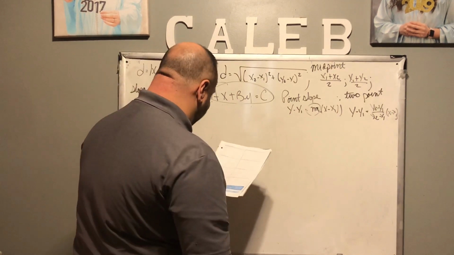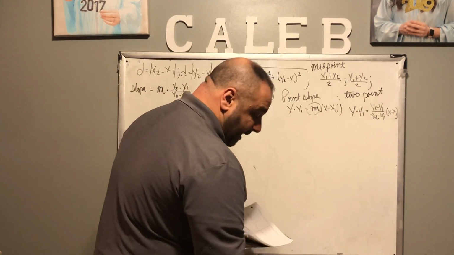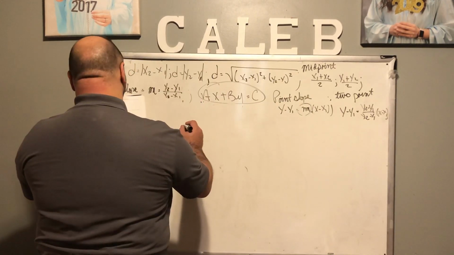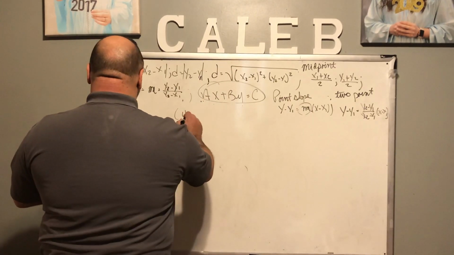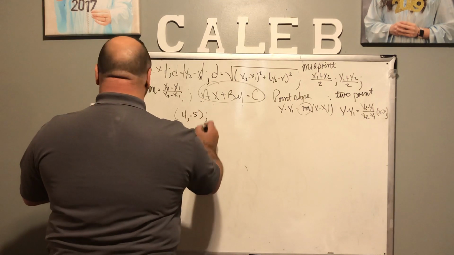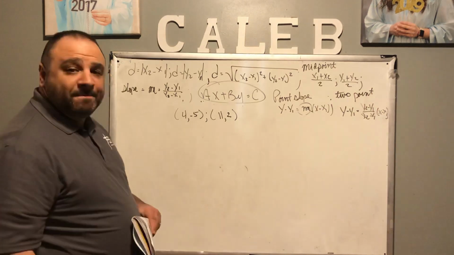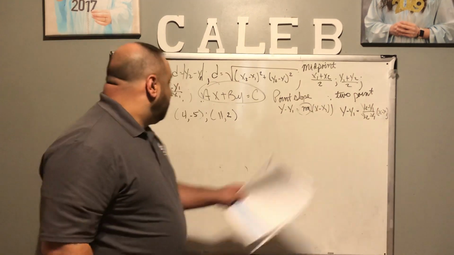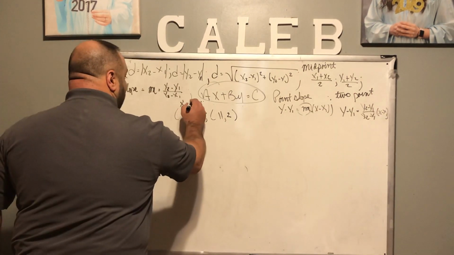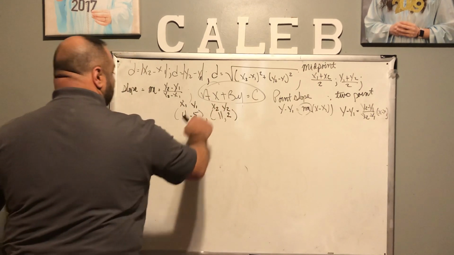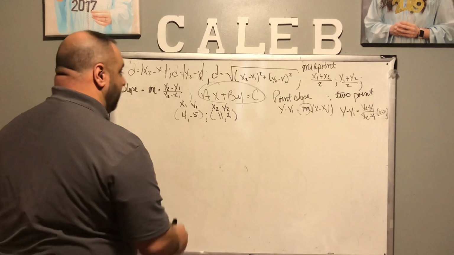All right, so let's do number 5. We'll do number 5 and then we'll move on. Number 5. So number 5 is (4, negative 5) and (11, 2). I'm going to take these, again, if you want to, mark these x1, y1, x2, y2, okay? All right, let's plug them in.